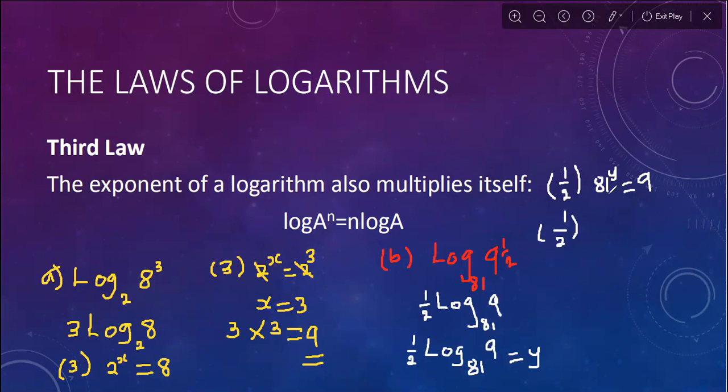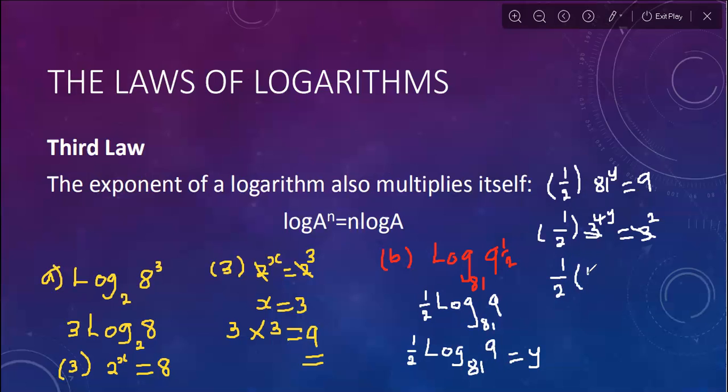We have 81. So this is going to be 3 raised to the power of 4. Yes, 3 times 3 times 3 times 3. Am I correct? Yep. 3 raised to the power of 4y equal to 3 raised to the power of 2. So we cancel the bases, and then we are left with 4y equal to 2.